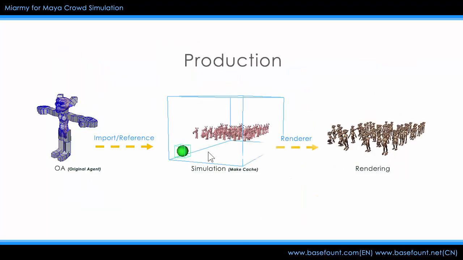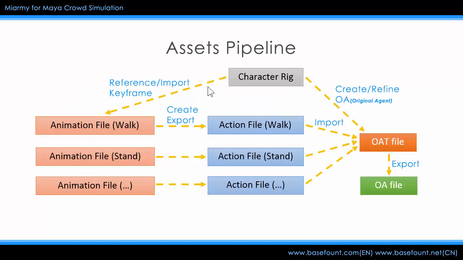And in the next production session, we need to reference the OA file into the simulation file and add a lot of the logics and the perception contents and get the simulation file. And then we need to submit this file after we making the agent cache to the render department. So we just listed this kind of the process.